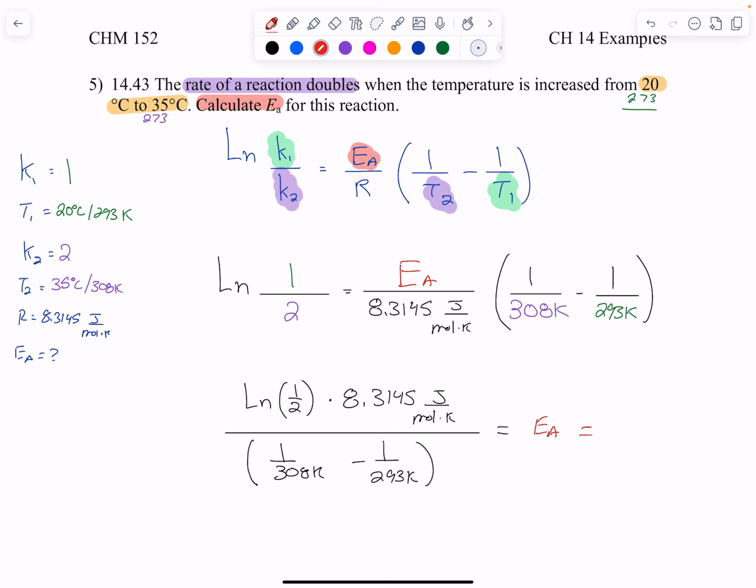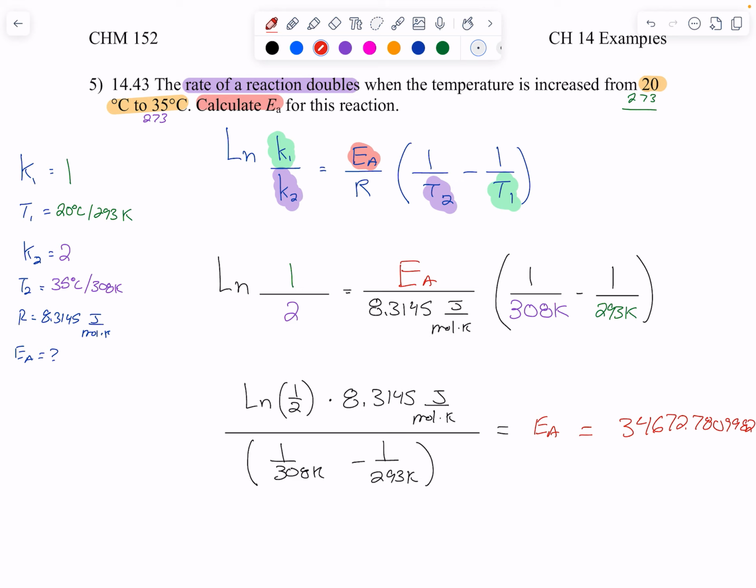All right, and so if we do this, I get the natural log of 1/2 times 8.3145 divided by 1 divided by 308 minus 1 divided by 293. I get 34,672.78099982. All right, great.